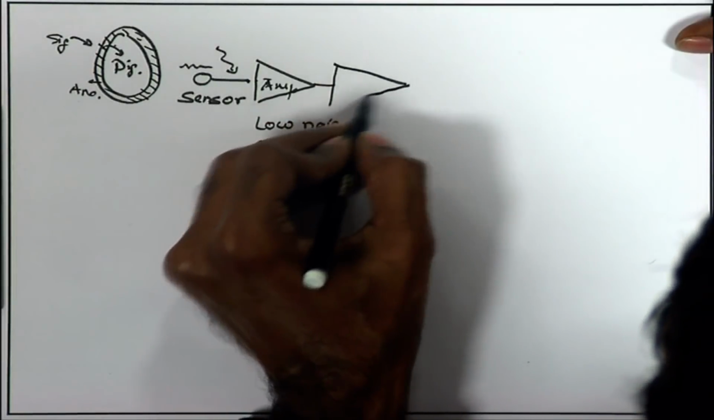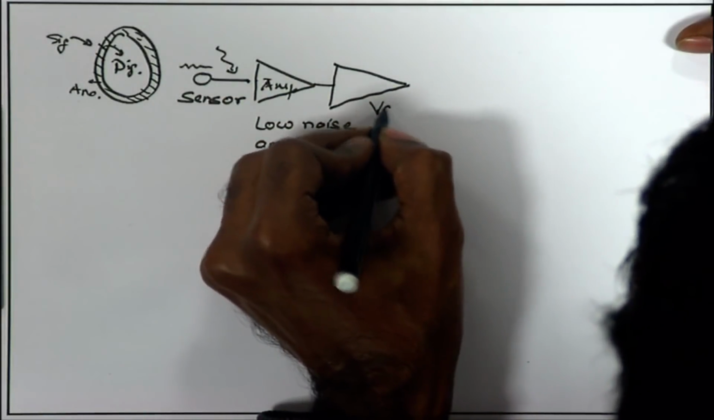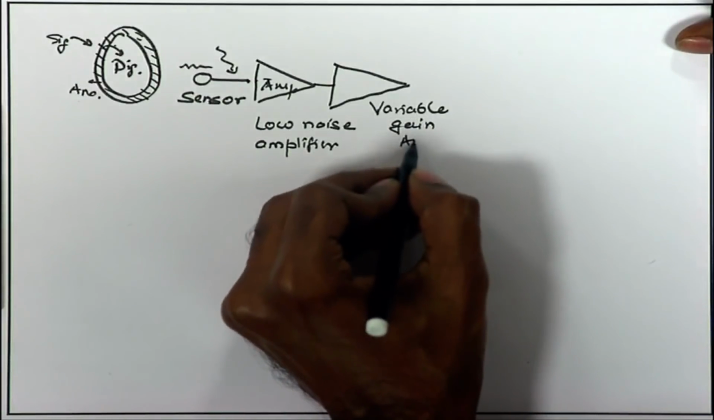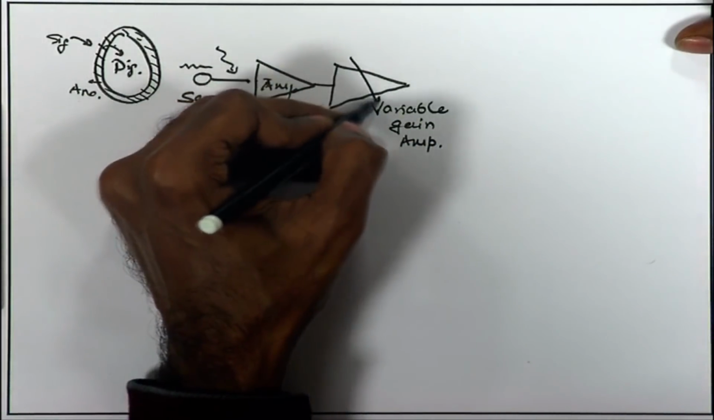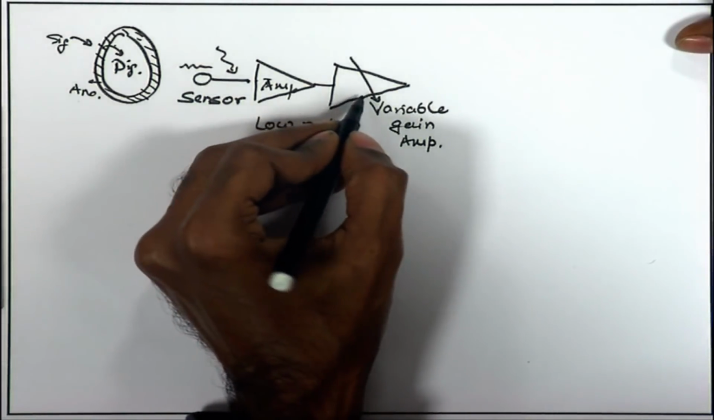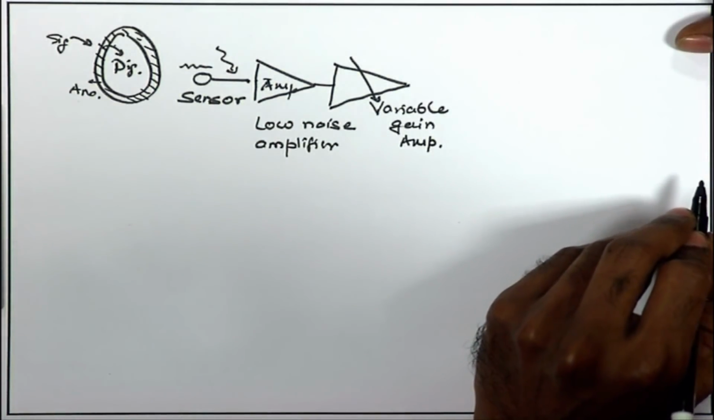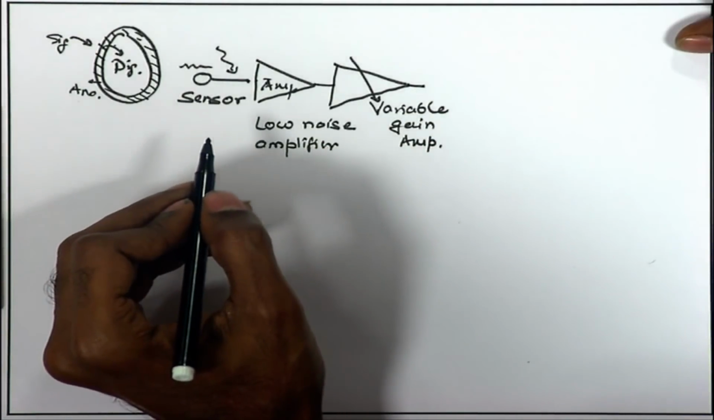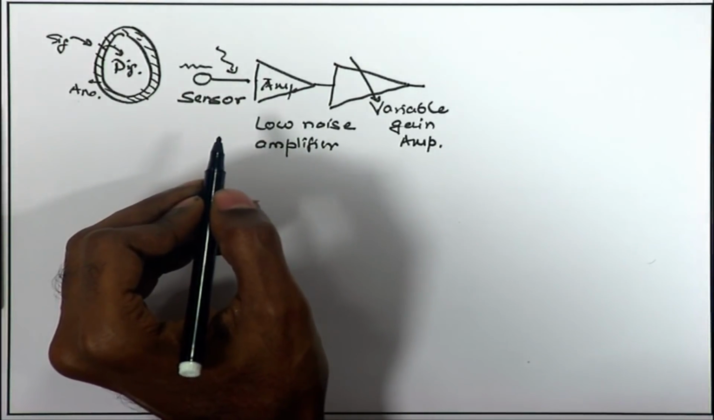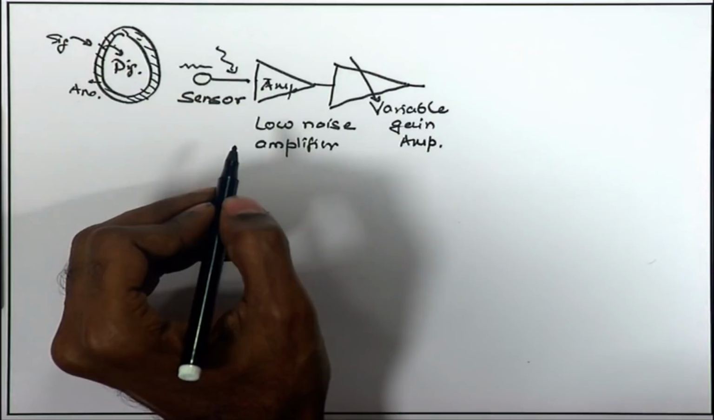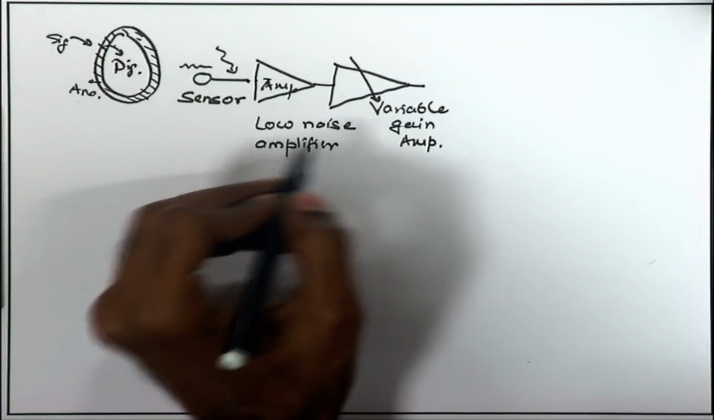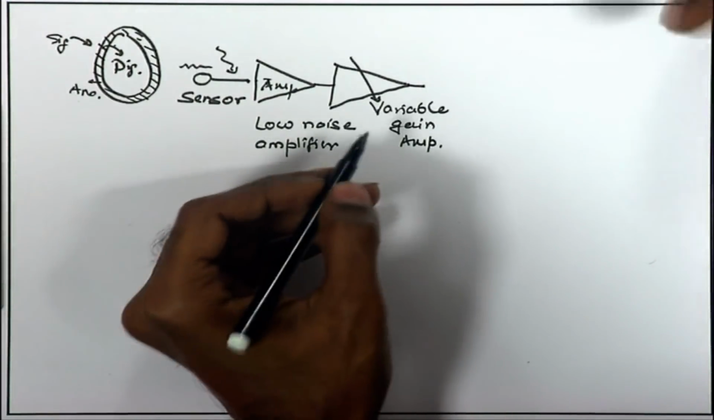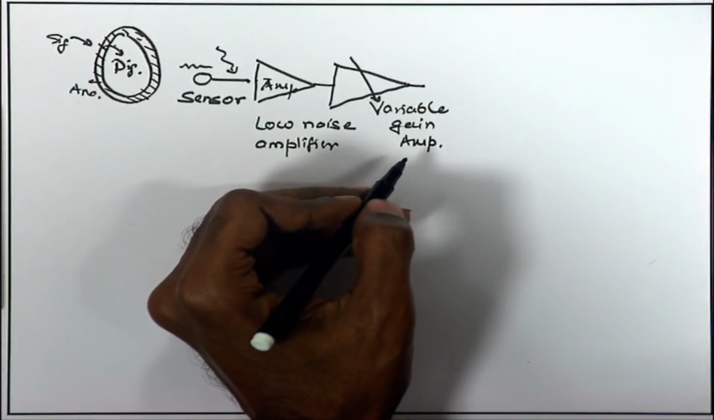The next block happens to be a variable gain amplifier. We can denote it with an arrow. It means that the gain of this stage is variable or adjustable in order to amplify the signal further and also meet the dynamic range of the next processing blocks, which may be the filters and the ADC. So, we will discuss why this requirement of variable gain amplifier is coming into picture when we go into the block level specifications and the designs.